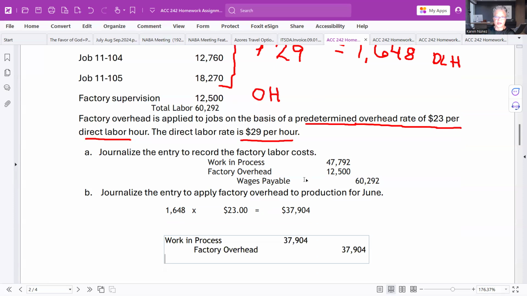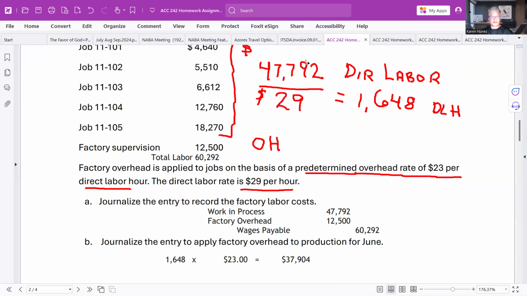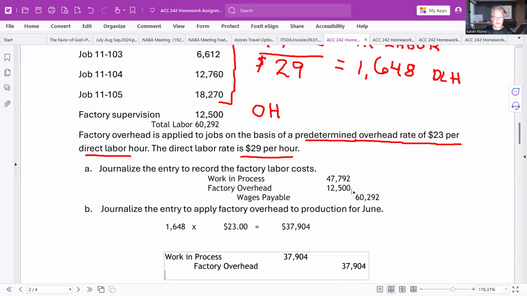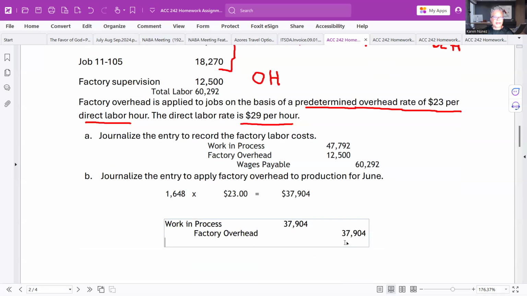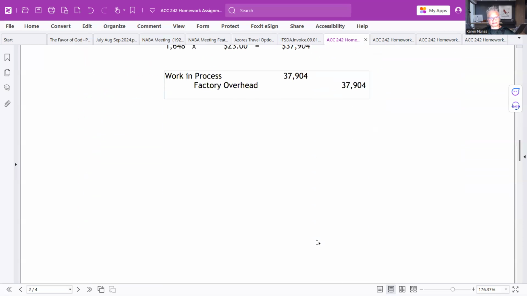So again, first we put all that labor in the work in process account that is direct. We put the overhead in the overhead account, record the total liability. Then we apply that overhead to the work in process based on the hours that we computed. Total cost of labor divided by $29 an hour gives us total hours. Multiply the hours times the rate, and we've assigned or allocated that overhead. And that's what we need for exercise 16-8. Okay, let's move on to the next one.